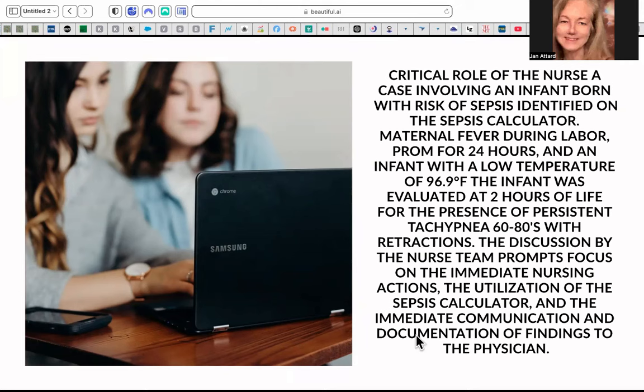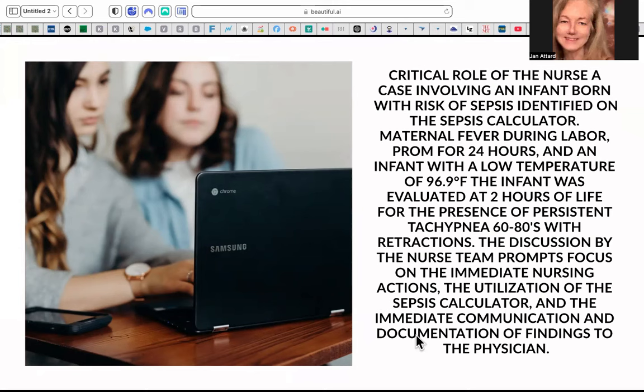The discussion by the nursing team, okay? We are not just discussing on our own. We are discussing in collaboration with the physician team, because the physician team is the one that makes the final determinations of what to do. But we're looking at all these symptoms.